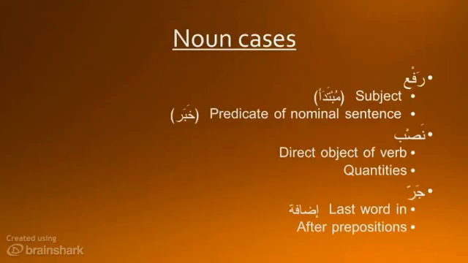This is a quick review of the noun cases. Nominative is called rafa. It's used for the subjects of sentences and for the predicates of nominal sentences. The Arabic word for subject is mubtada, and the word for predicate is khabar, which also means news. It's giving us the news about the subject. Notice that rafa is not used for all predicates, only for those with no verb. Nasb is used for the direct objects of verbs and for nouns with numbers. Jar is used for the last word in an idafa and after prepositions.